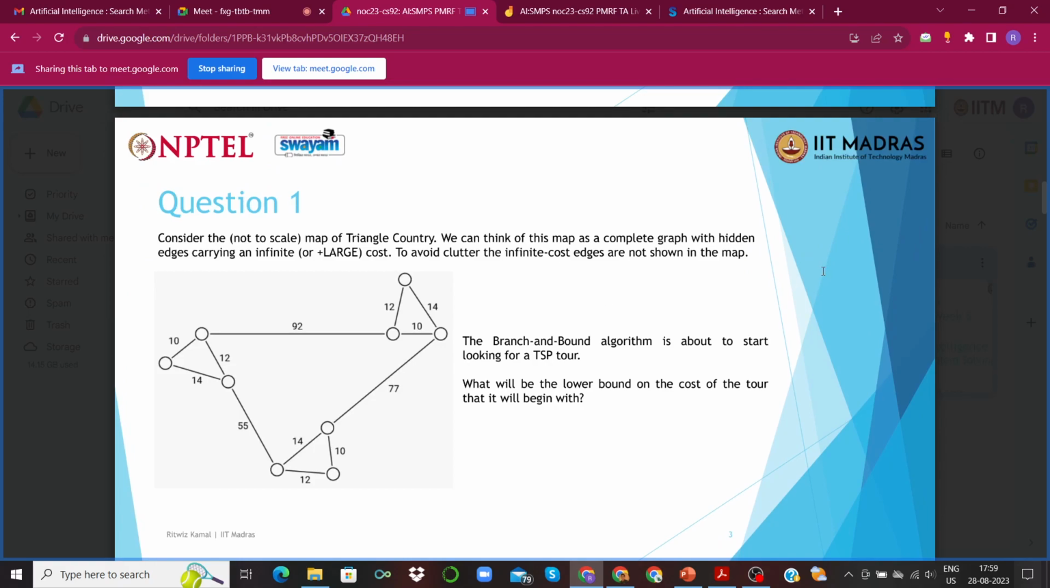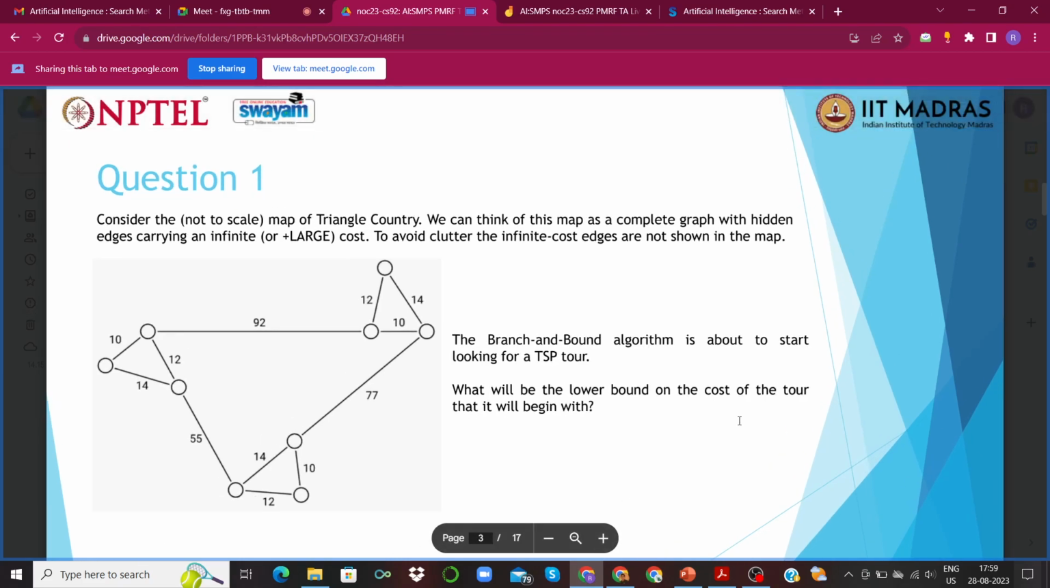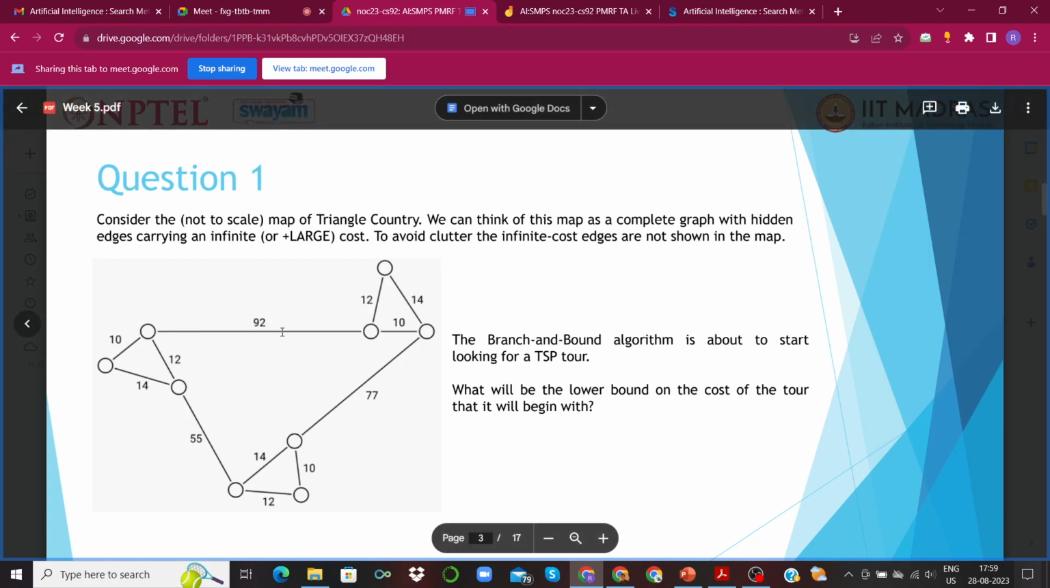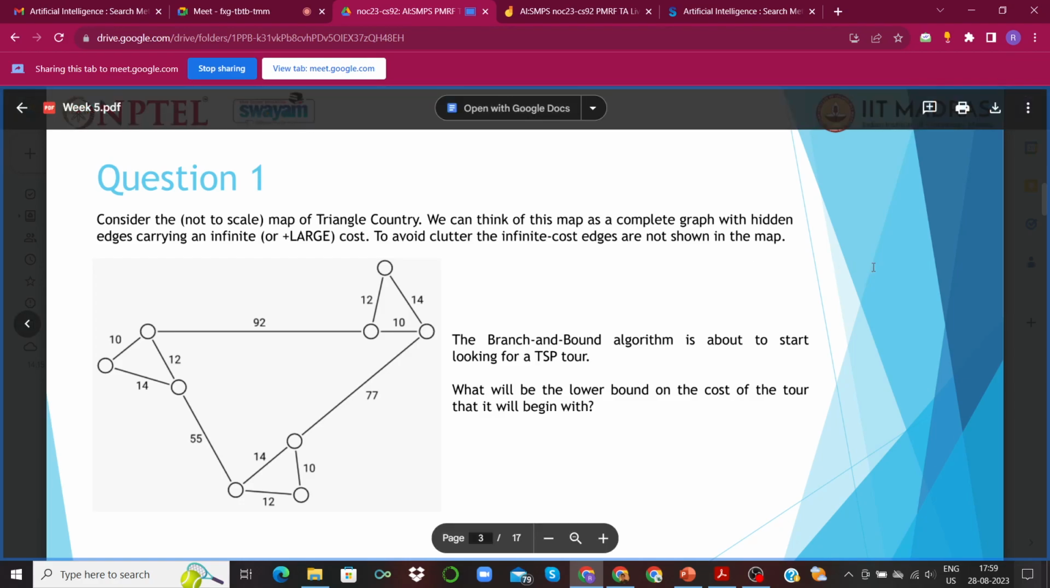Okay, so this is the first question in front of you. Consider that there is a map shown over here, which is a map of some fictional country called Triangle Country, and the circles are the nodes and the edges connect the different nodes or cities, you can say, and this is a complete graph.